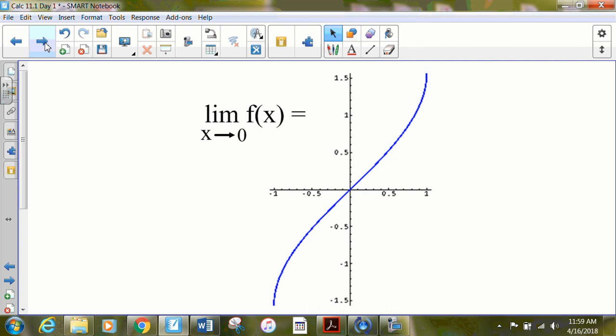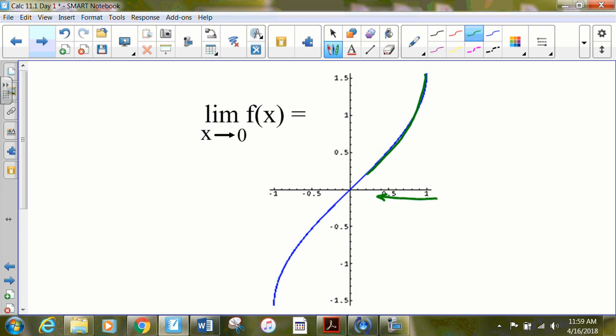And you can see what's happening, right? As we get close to 0 coming in from the right, we see that the graph is going downward and it is coming towards 0. And as we move from the left, x is getting closer to 0, what's y doing? It's moving upward, and it's also heading to 0. So the limit of this function is equal to 0.